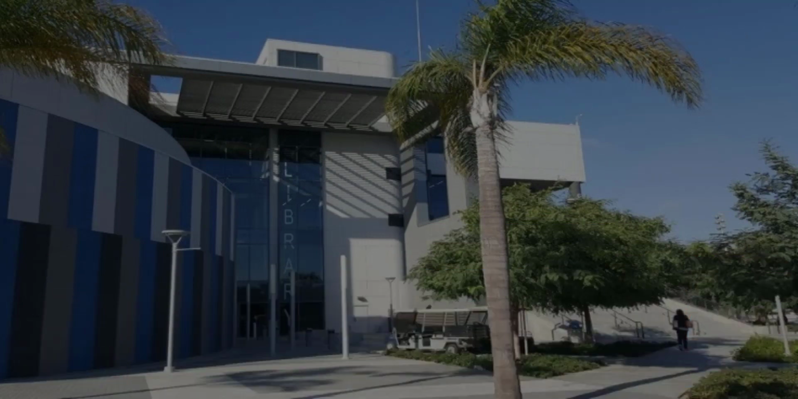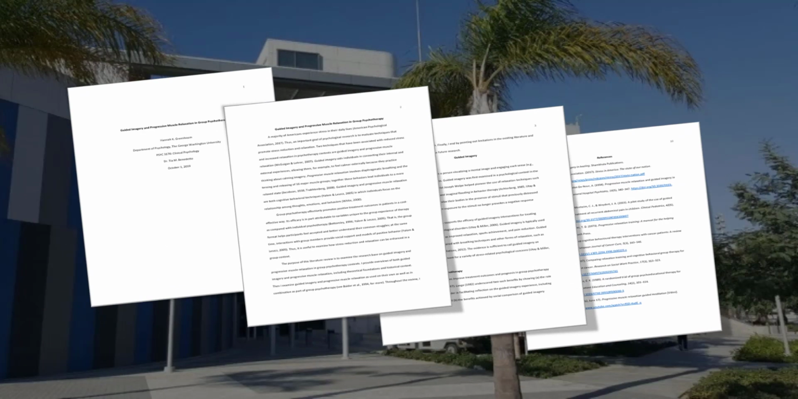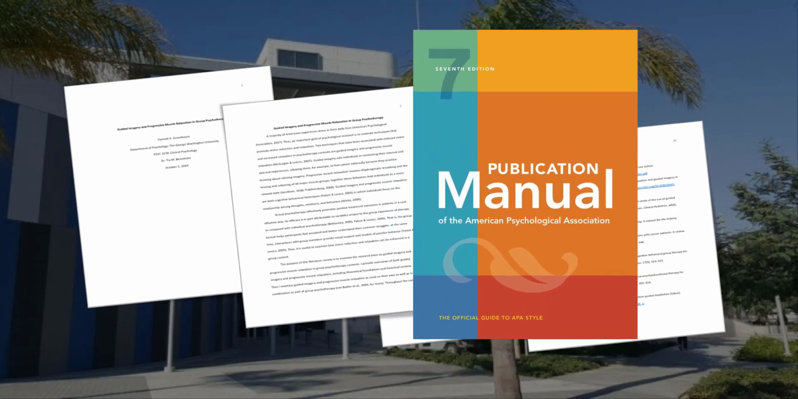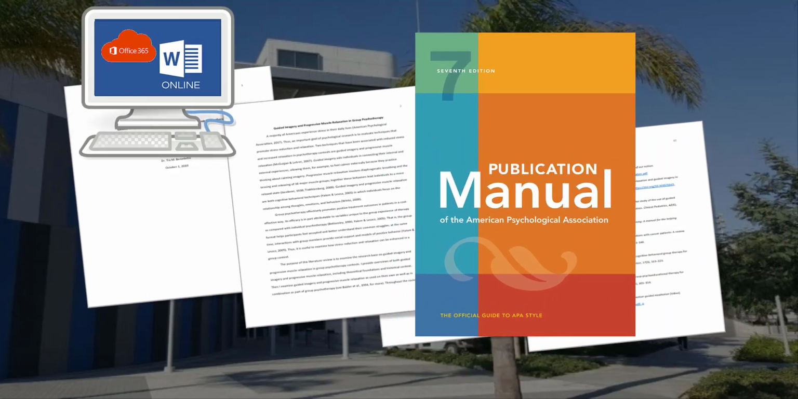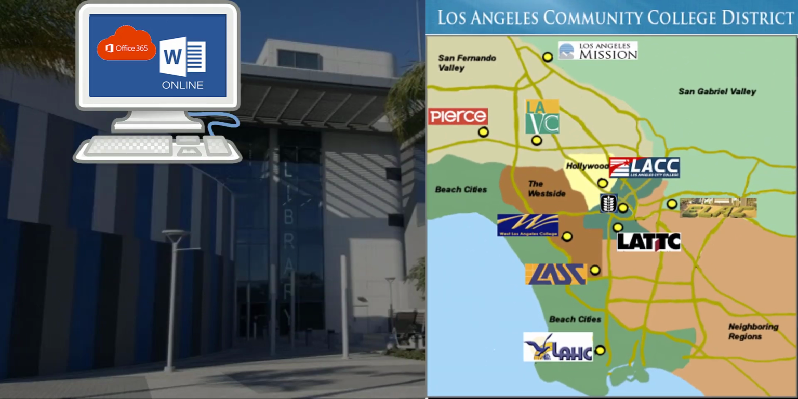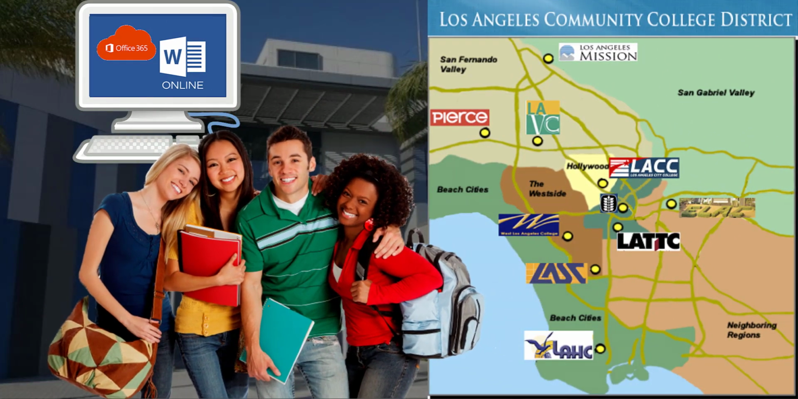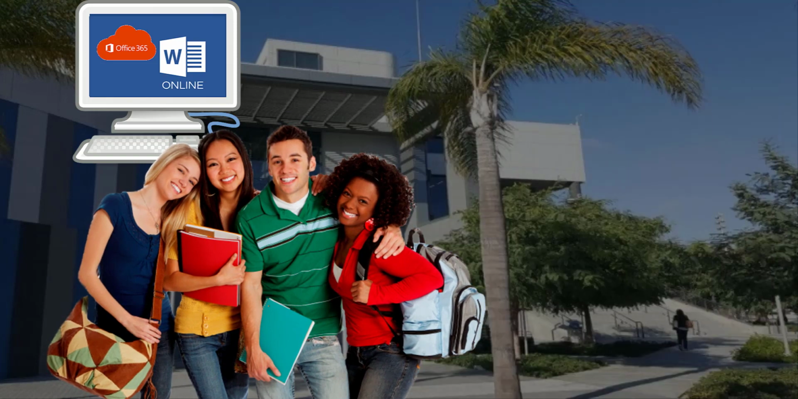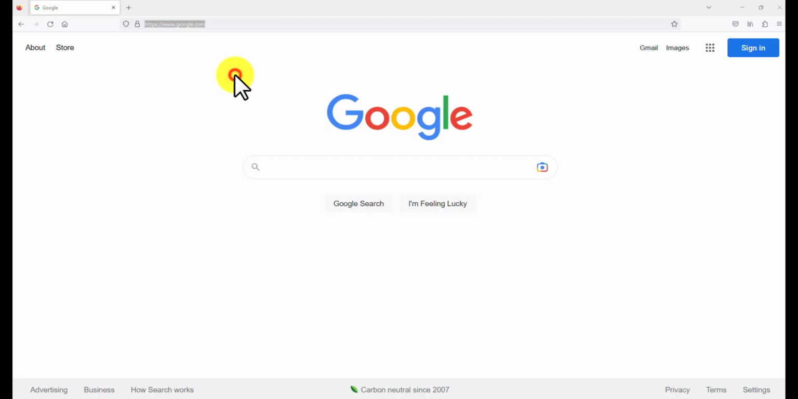This video is going to show you how to format your student papers according to the 7th edition of the APA Style Guide using Word Online. As an LACCD student, you have free access to the Office 365 Pro, which includes Word Online. You can access this resource through your student email account.